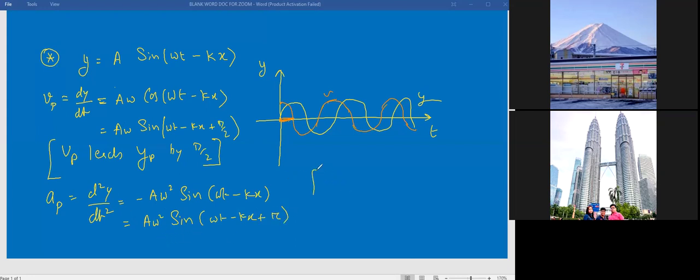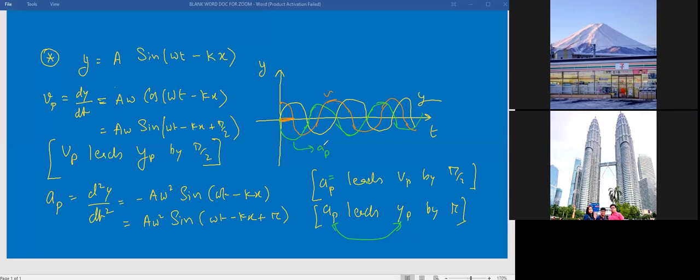It means that acceleration of the particle leads velocity of the particle by pi by 2, or we can say that acceleration of the particle leads displacement of the particle by pi. So if you draw this graph, remember, acceleration graph will be exactly opposite to y graph. So y is this one, and our this one will be just a mirror image of this. This green color graph is for acceleration of the particle.